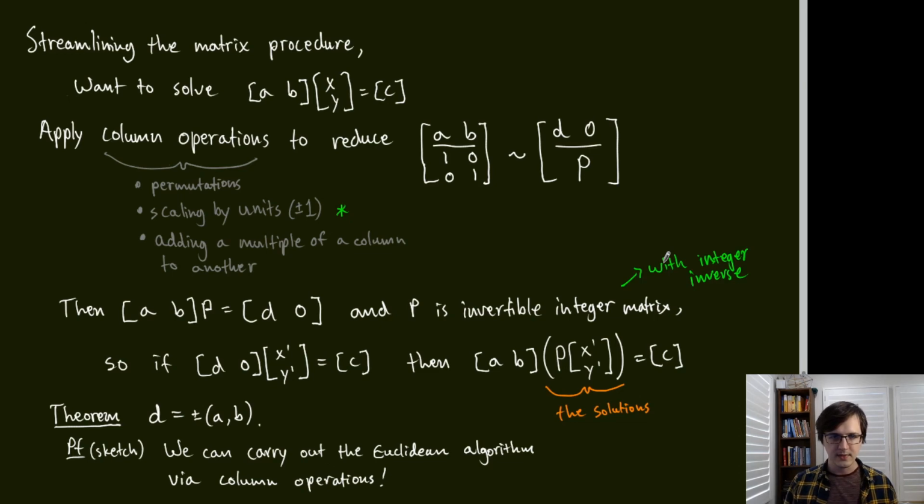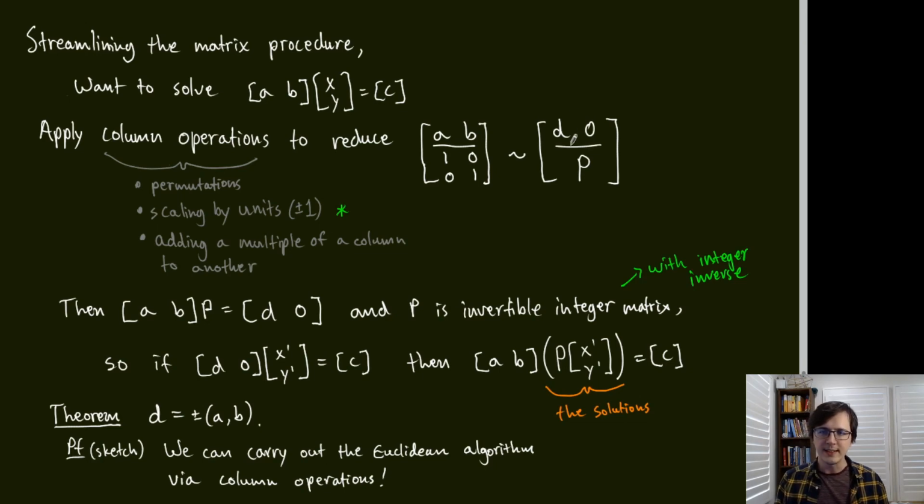So, right. If we then have this equation, D 0 times x' y' equals c, and we find a solution x' y', then we can multiply that solution by this P matrix to get a solution to the original equation. So this is a procedure by which you can solve all of these equations, assuming you get the hang of doing these column operations to put it into this form.